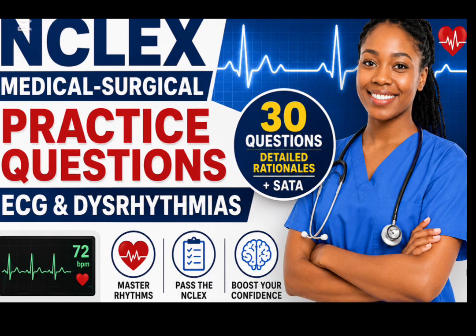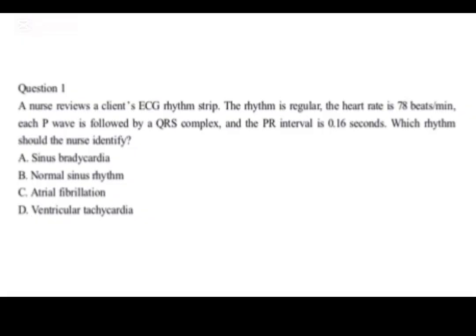Let's practice 30 NCLEX-style questions with detailed rationales. Question 1. A nurse reviews a client's ECG rhythm strip. The rhythm is regular, the heart rate is 78 beats/min, each P wave is followed by a QRS complex, and the PR interval is 0.16 seconds. Which rhythm should the nurse identify?